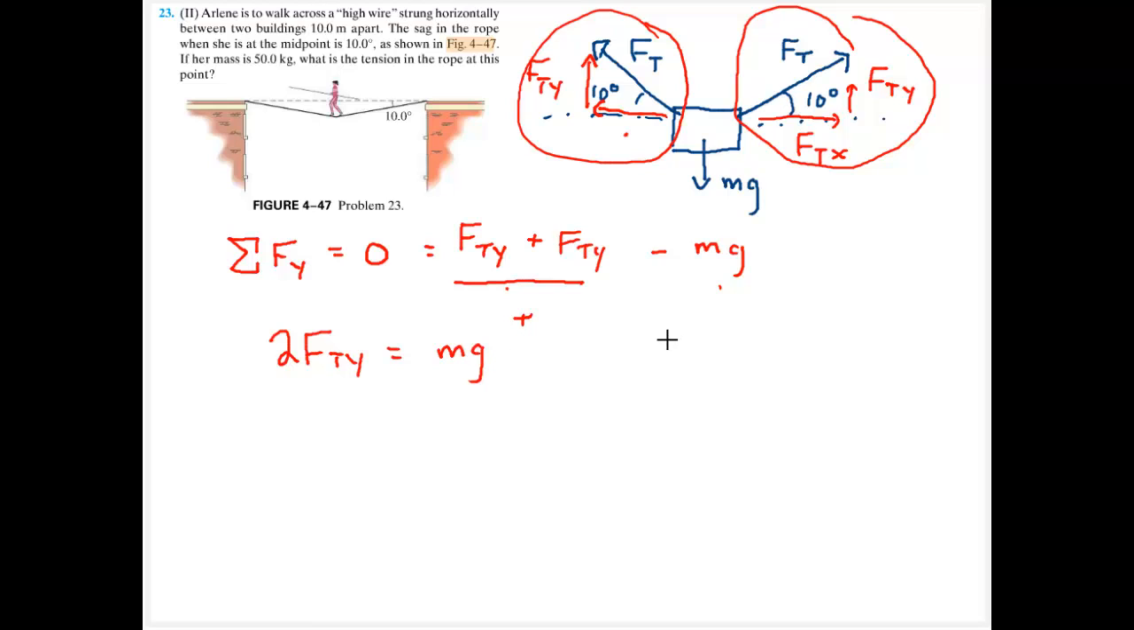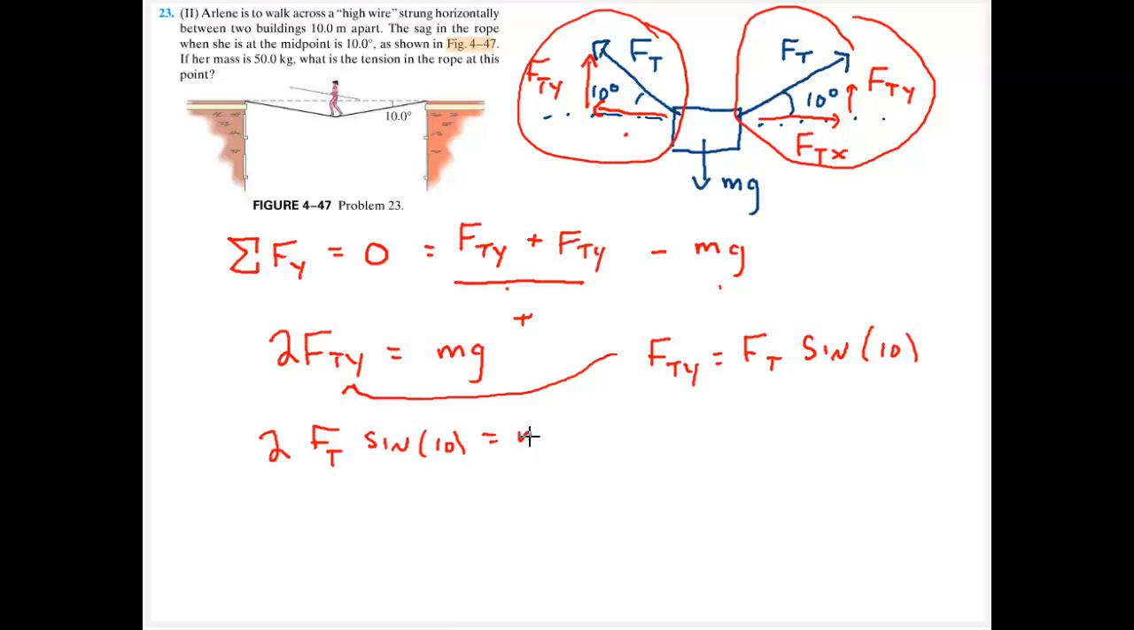I know that the force of tension in the y direction is going to be equal to the force of tension multiplied by sine of that angle. That angle is going to be 10 degrees. So I'm going to take that and plug that in right there. 2 times force of tension multiplied by sine of 10 is going to be equal to the mass of the tightrope walker multiplied by gravity.